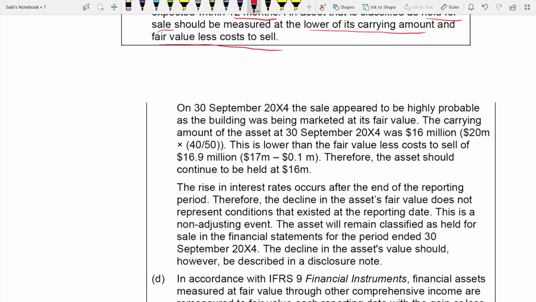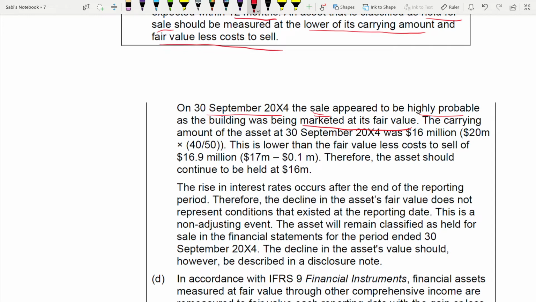So on 30th September 20X4, what is the probability of the sale? Now one by one you're linking the points to the case study, whether there's a high probability of sale or not on this date. There is, because the building was marketed at its fair value in the beginning, on this date. Later it didn't reduce the price, but initially it was.